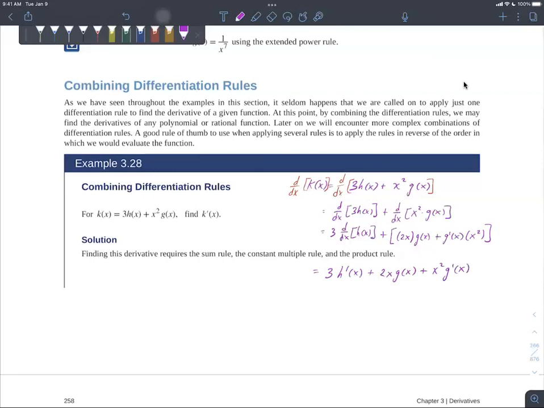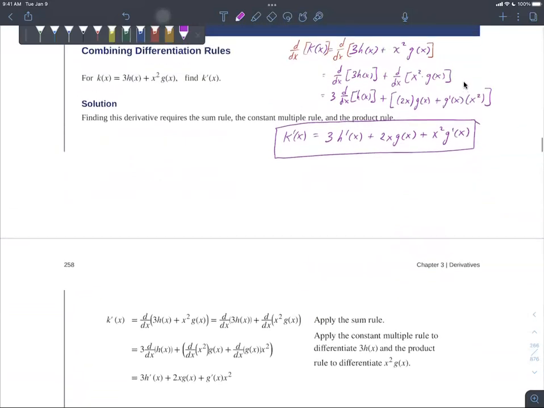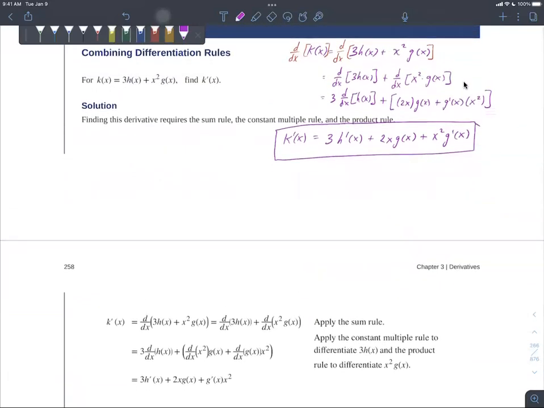Now, it doesn't look like we were given any of these functions. On the left-hand side, we'll put k prime of x, since this is the derivative of k of x. Were we given any functions? No. So this is our answer: 3 times h prime of x plus 2x times g of x plus x squared times g prime of x. So we first applied the sum rule, then the constant multiple rule, and the product rule to take the derivative of those terms.